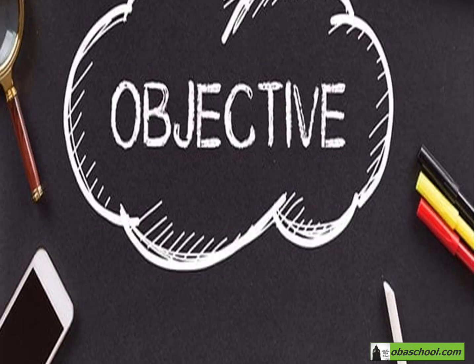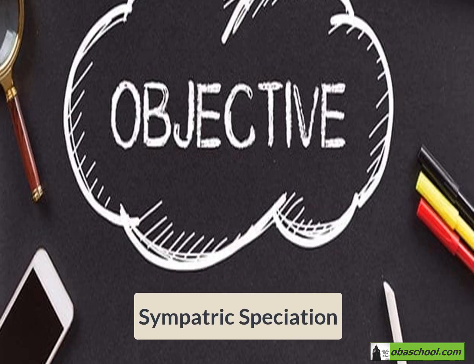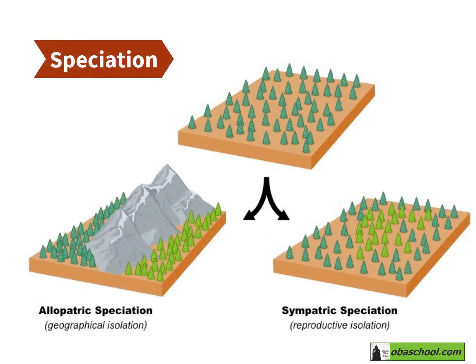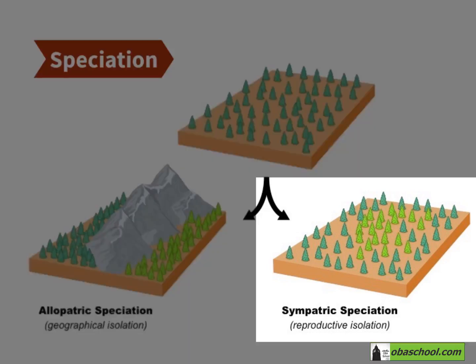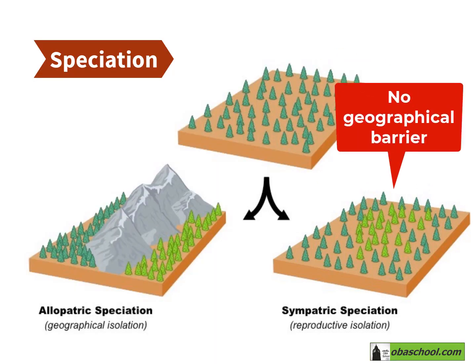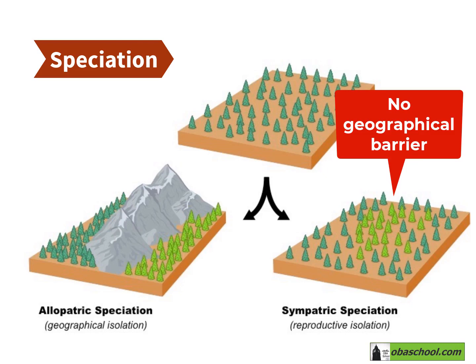In this tutorial, we are going to learn about sympatric speciation. The other form of speciation other than the allopatric speciation is the sympatric speciation. Sympatric speciation takes place with no geographical barrier, as in the allopatric speciation.